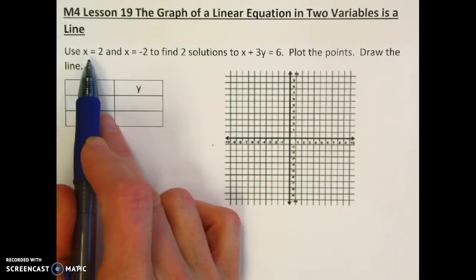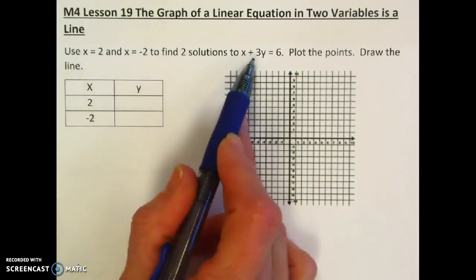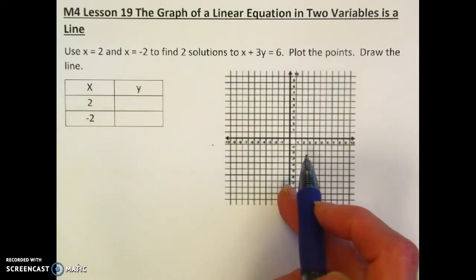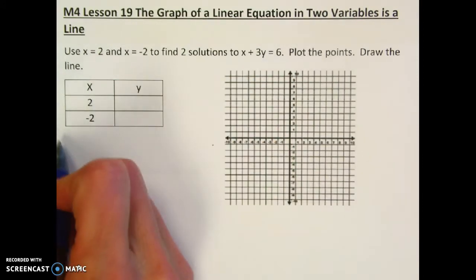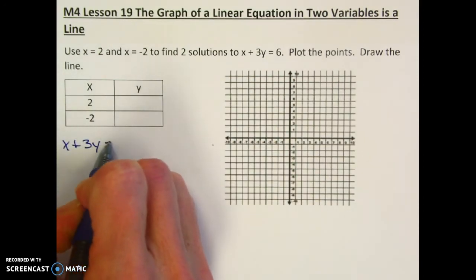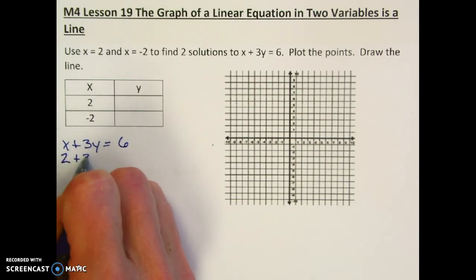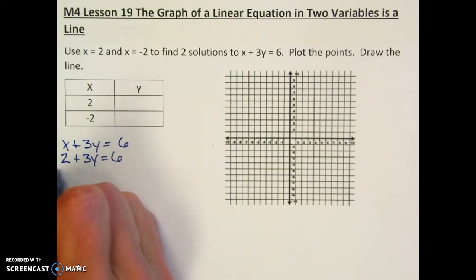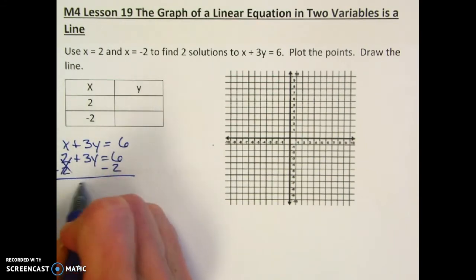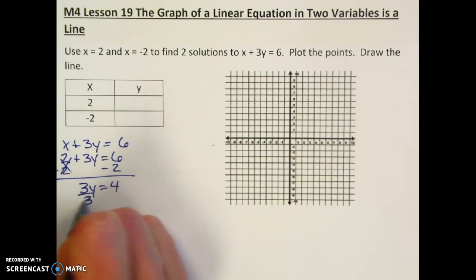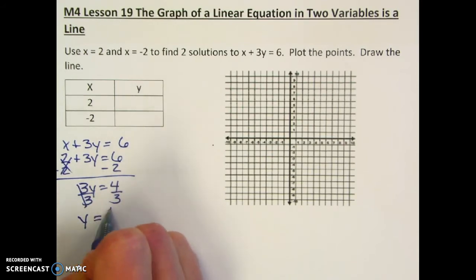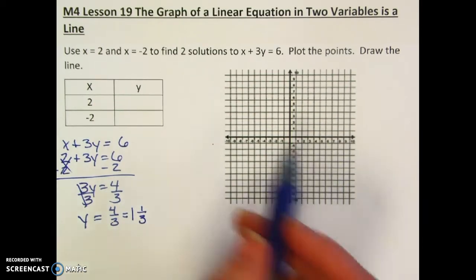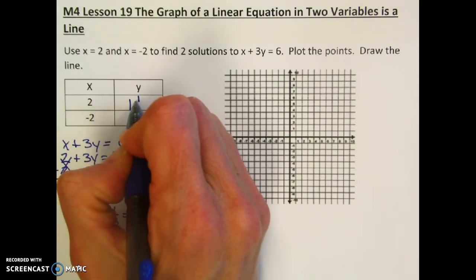So we're going to use x equals 2 and x equals negative 2 to find two solutions to this equation. And then we're going to plot the points here and draw the line. So if x equals 2, and we put a 2 in here, I have to think about the steps I need to go through to solve this for y. Well, if I subtract 2 and then divide by 3, y equals 4/3 or 1 1/3, or you can make it a decimal if you wanted to. All right, so I'm going to say 1 1/3.